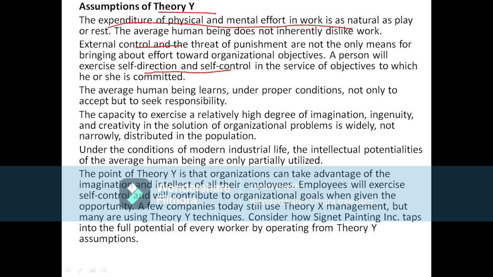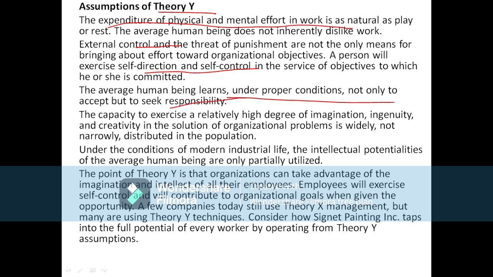So in order to get work done from workers, it is not good to control or threaten them. If they are theory Y people, they will definitely have self-direction and self-control, and they will try to reach the objectives of the organization because they are committed to the work. Then the average human being learns, under proper conditions, not only to accept but to seek responsibility. These theory Y people not only want to learn, but also want to enjoy authority, and they will like responsibility and accountability also.